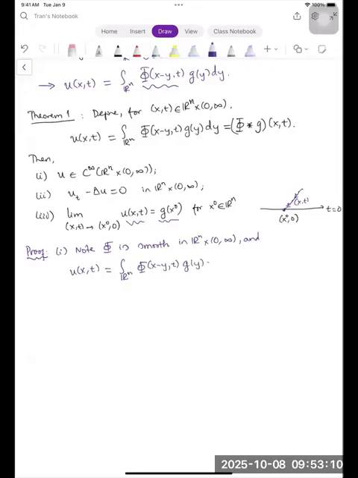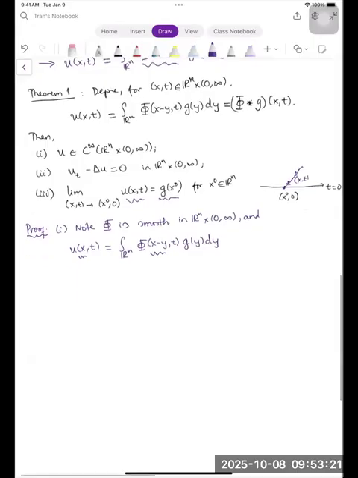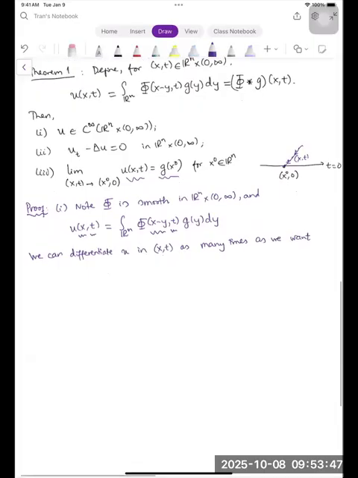So we have this. And I recall that x only appears here and here, right? We are not going to differentiate with respect to g, so it's okay. Also t appears only in the fundamental solution. So we can differentiate u in x and t as many times as we want, right? Okay, maybe let me write down some examples.